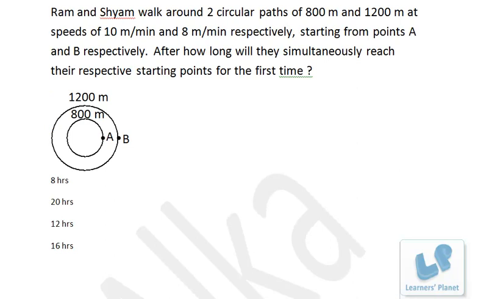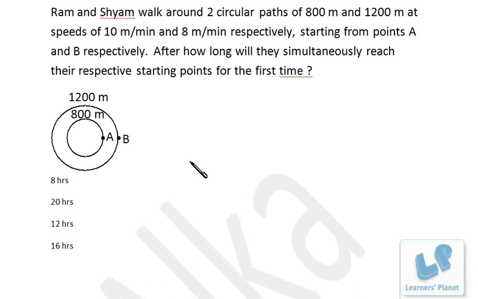Now this problem: Ram and Sham walk around two circular paths of 800 meter and 1200 meter at speeds of 10 meter per minute and 8 meter per minute respectively, starting from point A and B respectively. After how long will they simultaneously reach their respective starting points for the first time? Now again, a simple problem based on LCM.